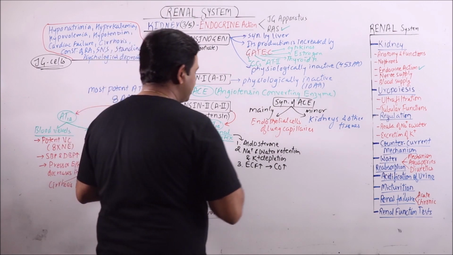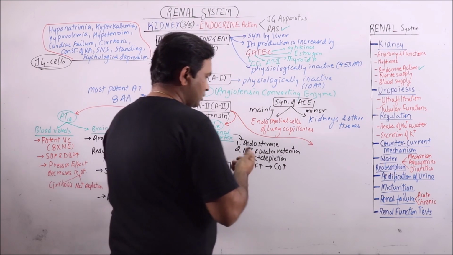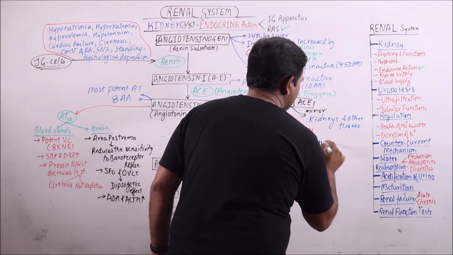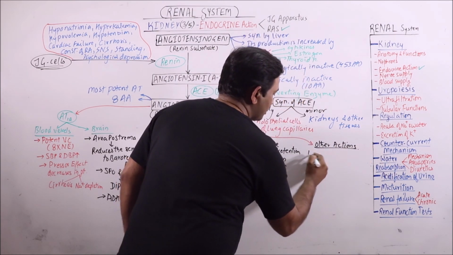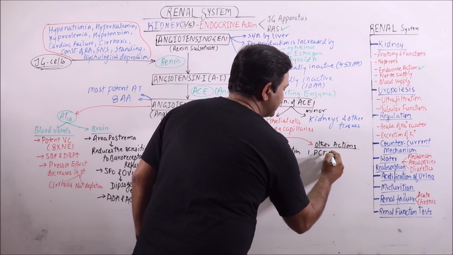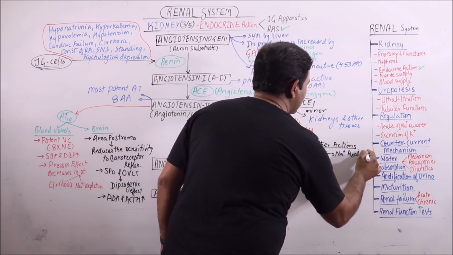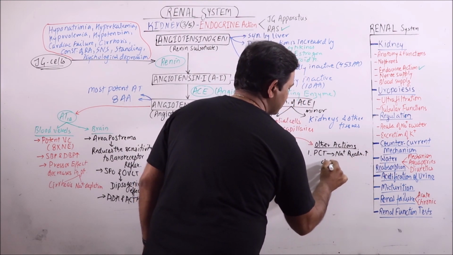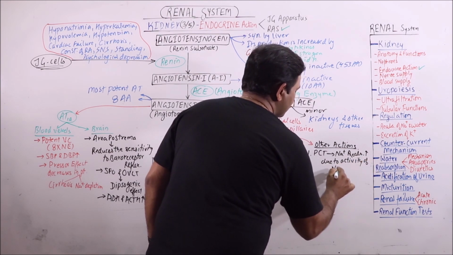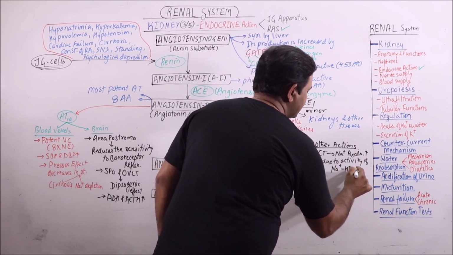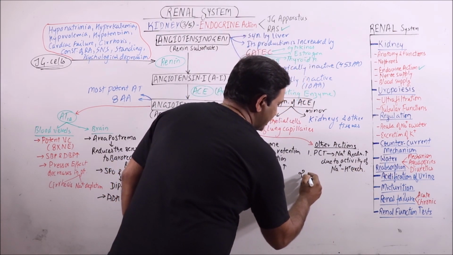There are some other actions of angiotensin 2. Now what are these other actions? It will act on PCT and sodium reabsorption increases due to activity of sodium H-ion exchanger.